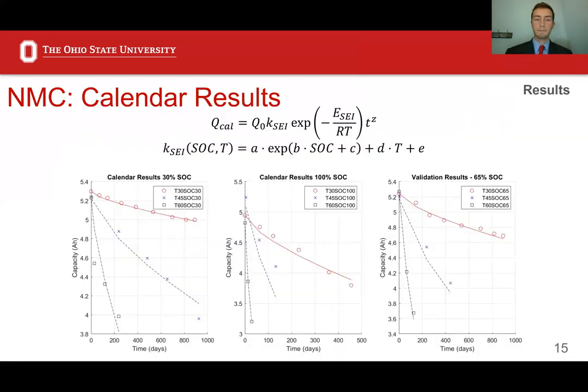Moving on to the results. Here are the calendar results for the NMC model. The first thing we can notice is the functional form identified for KSEI, and this includes an exponential dependence on state of charge and a linear dependence on temperature. The two plots on the left show the calibration results for the model, and these were at 30% state of charge and 100% state of charge. And then on the right, we can see the validation results for the model at 65% state of charge. Across both the calibration and validation data, we see good alignment between the model and the data.